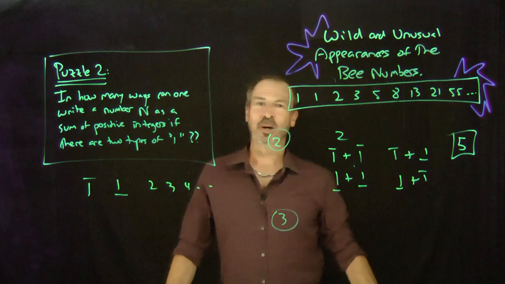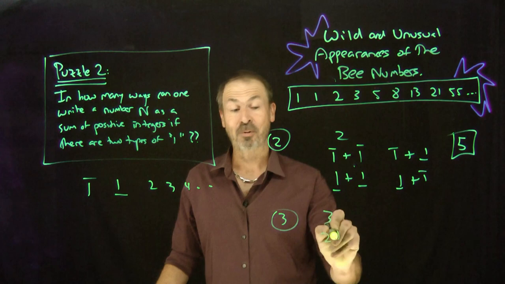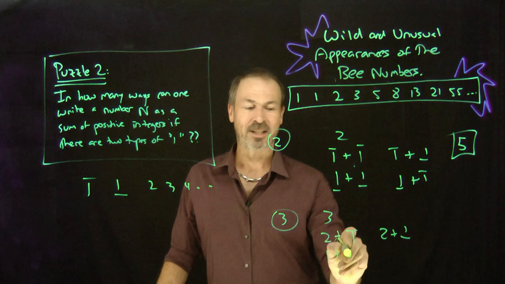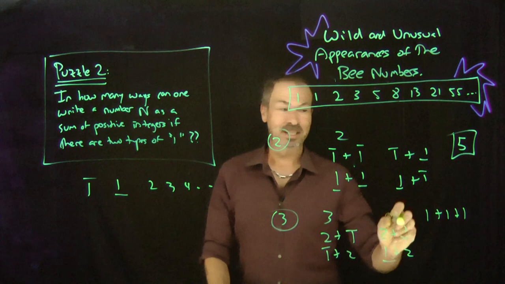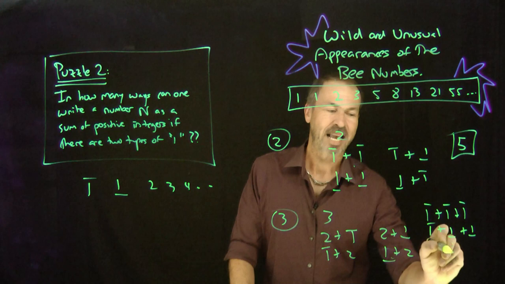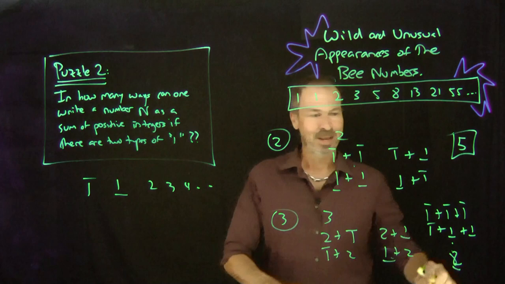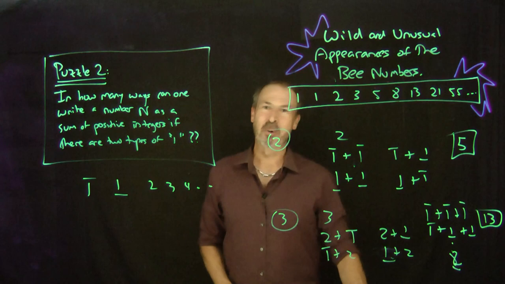3. How many ways can I write 3 as a sum of positive integers? Well, I could just leave it as 3. I could do 2 plus 1, but there's 2 choices there. Or I could leave it as 1 plus 2, but there are 2 choices there. What else can I do? Oh, I could write it as 1 plus 1 plus 1, but there's lots of choices. I could keep them all upper, I could make first one upper, then lower, and so on. Actually, there's 8 options there. 8 ways to do choices of upper ones and lower ones. So how many options in all? 8 plus 5 is 13 ways to express the number 3 as a sum of positive integers with 2 different types of 1.